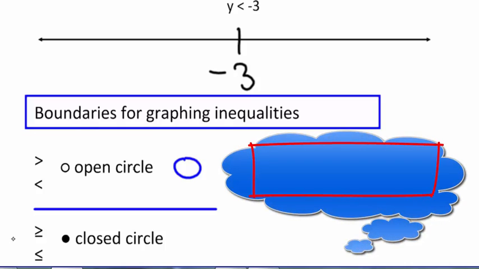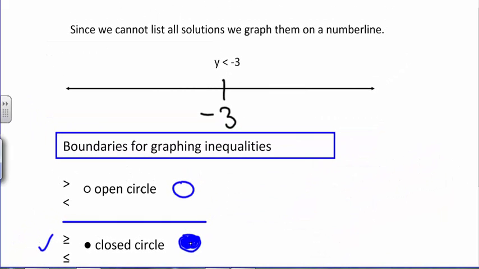But if I have the greater than or equal to sign or the less than or equal to sign, I'm going to use a filled in or closed circle, because that indicates the variable could also be that number, because it's greater than or equal to or less than or equal to. So let's go back to y is less than -3. Because it's less than -3, but it can't be -3, I'm going to use the open circle. And I'm going to ask myself, what numbers are less than -3? Numbers like -4, -8, maybe -35, right? All the numbers to the left of -3 are less than -3, so I graph my number line accordingly.